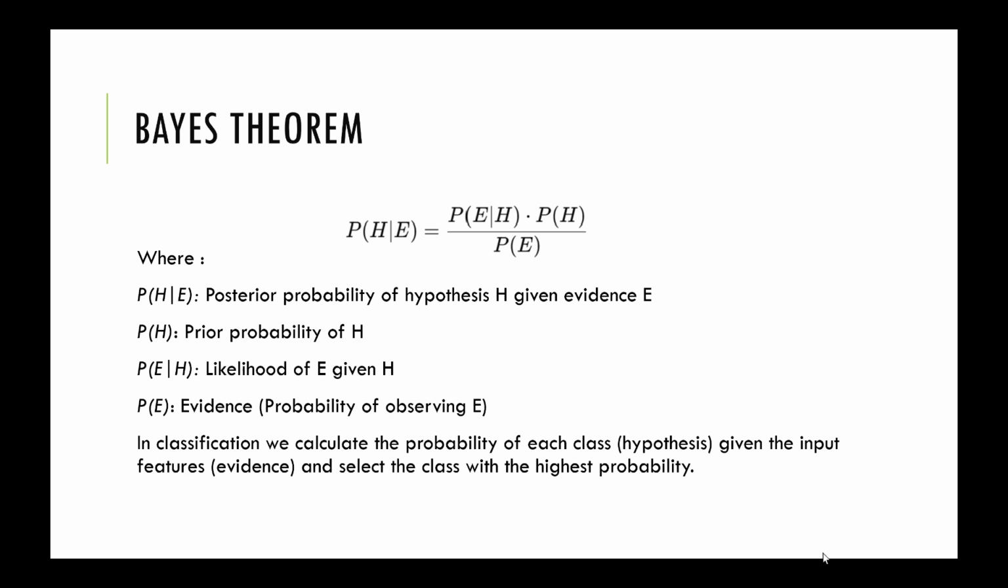In classification, we calculate the probability of each class, the hypothesis, given the input features as evidence, and select the class with the highest probability. Based on the class target value having the highest probability, that will be taken as the classification.